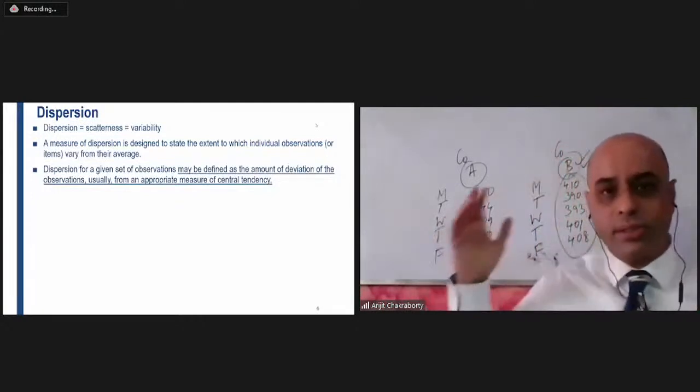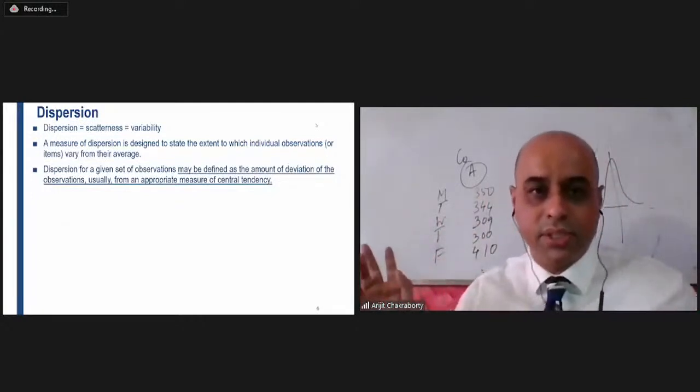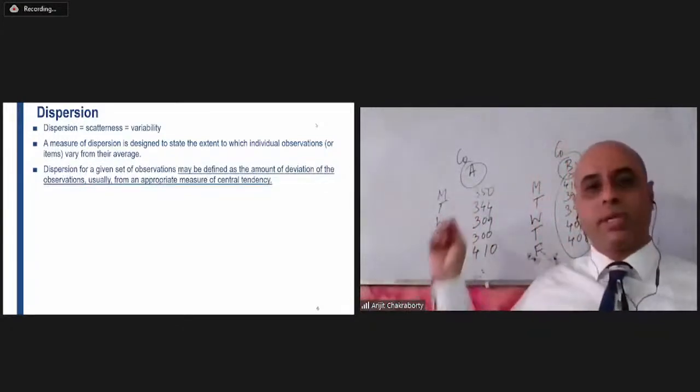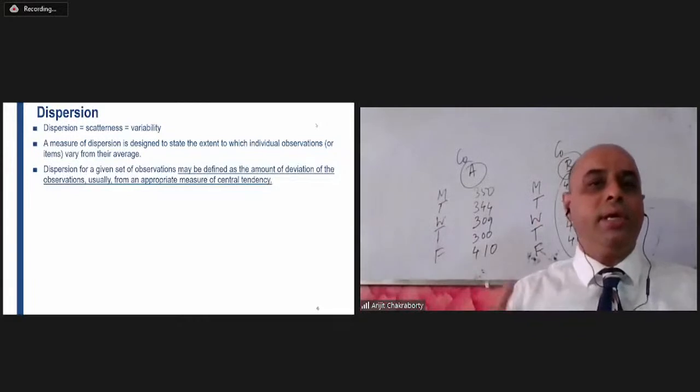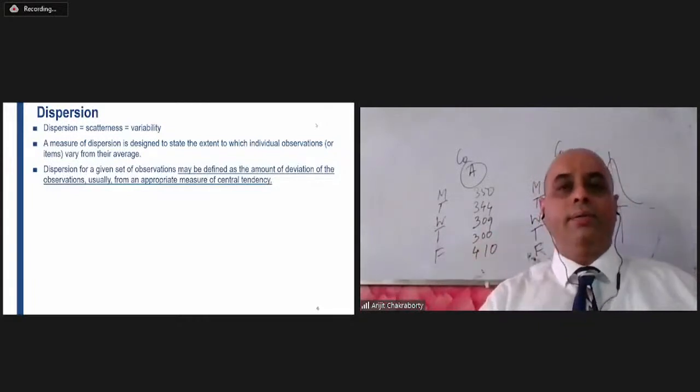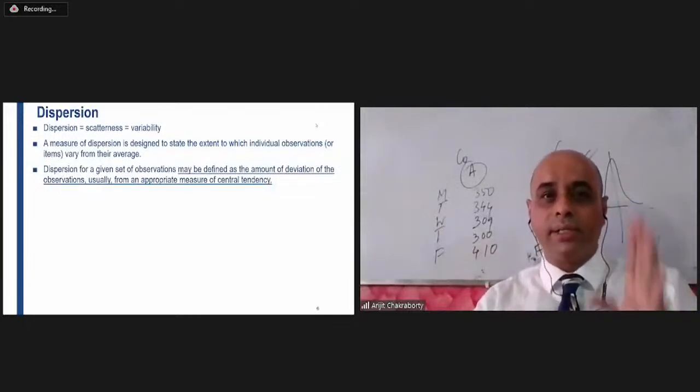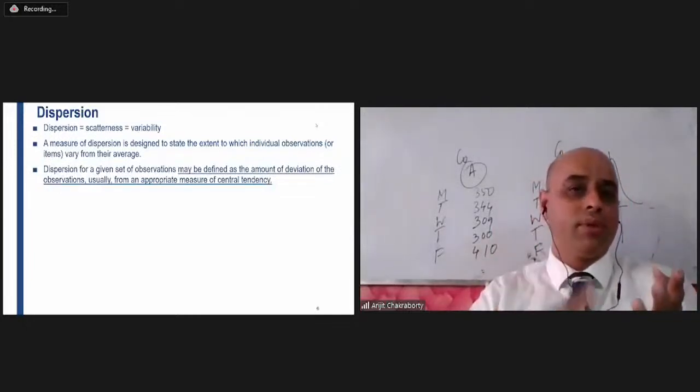So here, just think of these two practical examples which I was sharing. The first one was the performance of the students, and the second one is the share price of two companies. From there, you can understand that the deviation is measured basically from the central tendency, either from the mean or from the median.